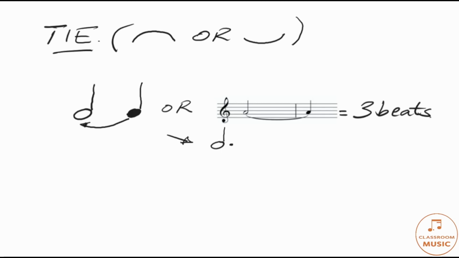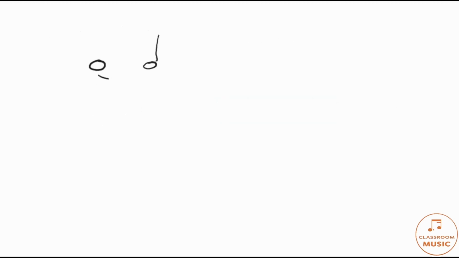For example, if we tie a quarter note to a half note, we get a note that lasts 3 beats, which is the same as a dotted half note. Likewise, if we tie a half note to a whole note, we get a note that lasts 6 beats, which is the same as a dotted whole note.